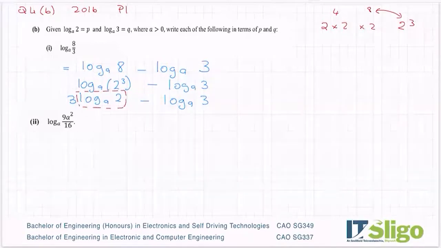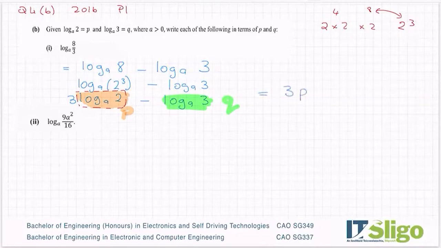Okay, log a of 2, well, let me highlight it, it might be easier. Log to the base a of 2 is my p. Log to the base a of 3 is my q. Okay, so let's write our answer. Our answer then is 3p, 3 coming from here, so 3p minus q. Okay, so now we have written them in terms of p and q.